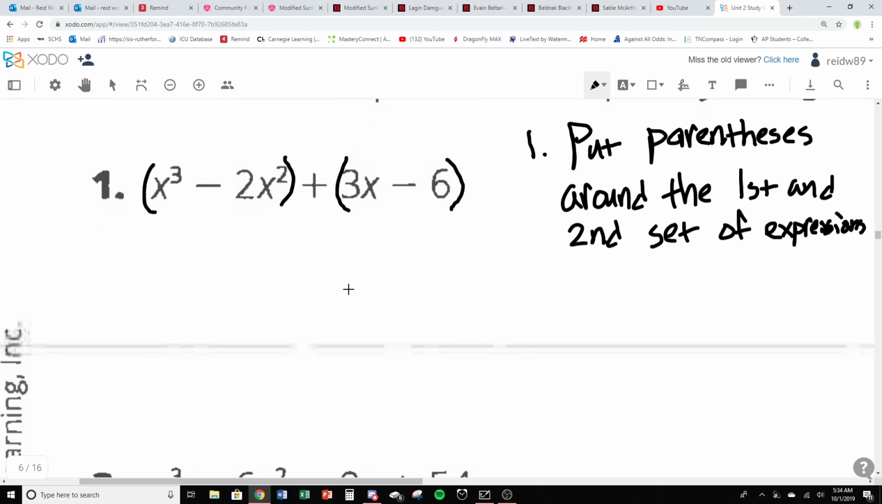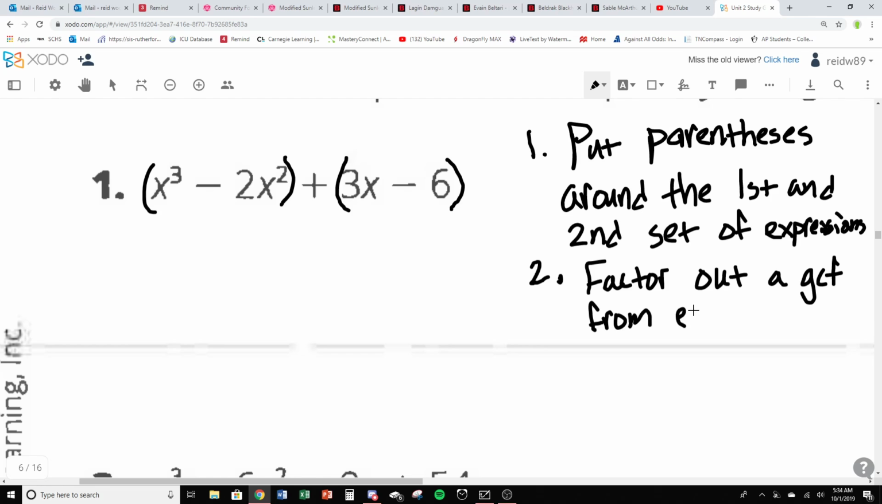Okay. So now once they're grouped, the second step, we need to factor out a GCF from both groups, or I'll say each group. Okay. So that's our step 2.